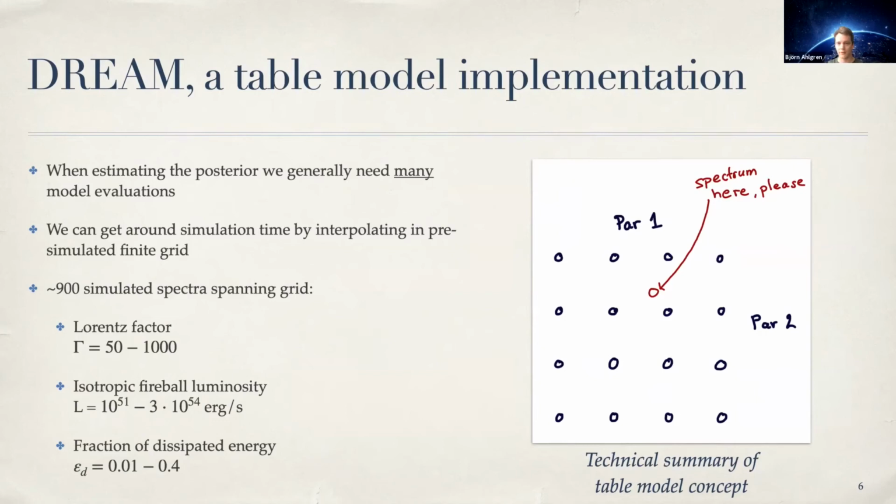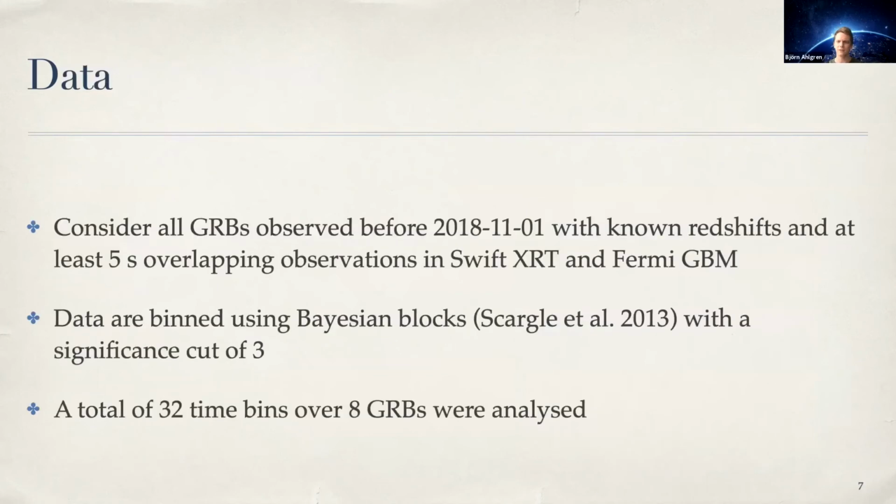So let's move on to the data. I'll be quite quick through a few slides. The data in this work consists of all gamma-ray bursts observed before November 2018, with a known redshift and at least 5 seconds of overlapping observation between Swift XRT and Fermi GBM. The data are binned using Bayesian blocks with a significance cut of 3 sigma, and this yielded a total of 32 time bins over 8 GRBs.